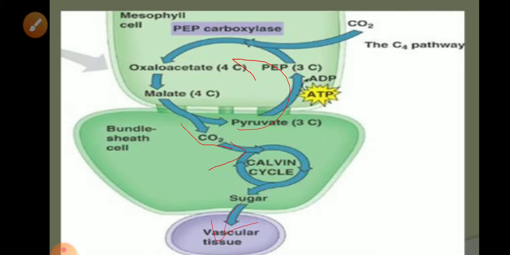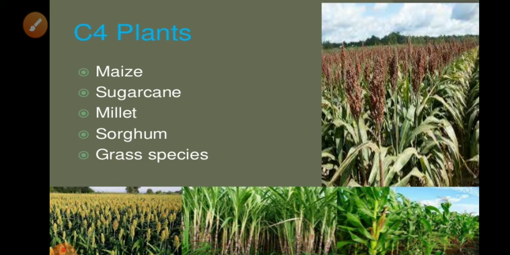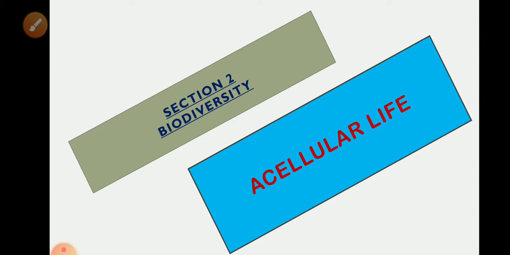So dear students, by this we have completed our chapter number 4, and as you can see, the C4 plants are maize, sugarcane, millet, sorghum and grass species, which are mostly monocots, and they do this type of photosynthesis. Dear students, today we will also start section number 2, biodiversity.